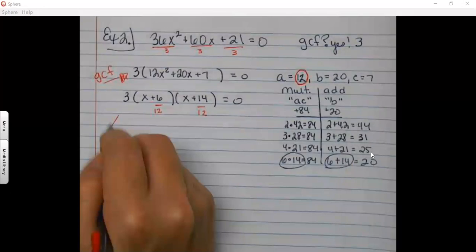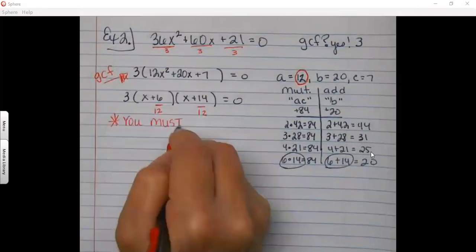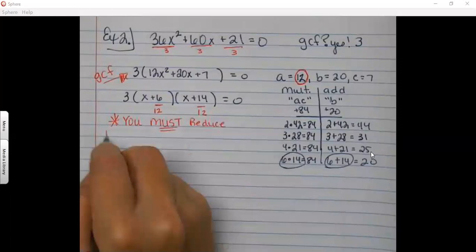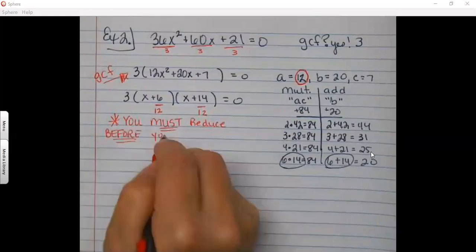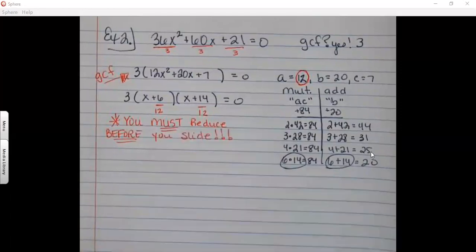You must reduce before you slide. If you don't, it's like you did the whole problem correctly, except it's not going to be the right answer.